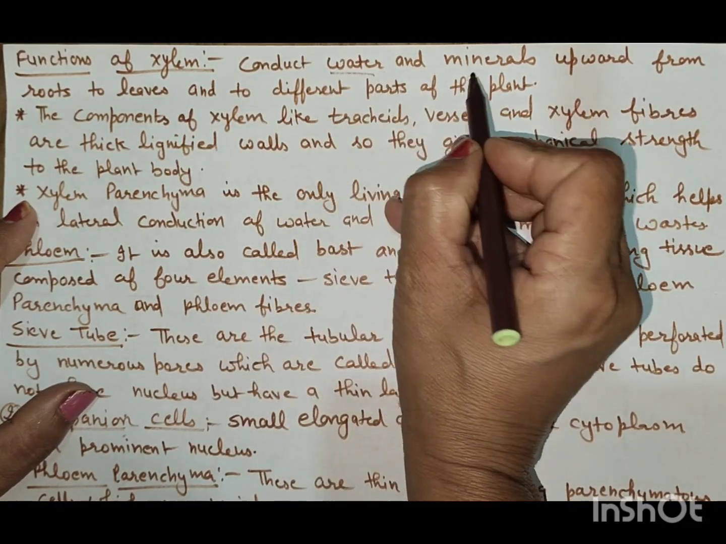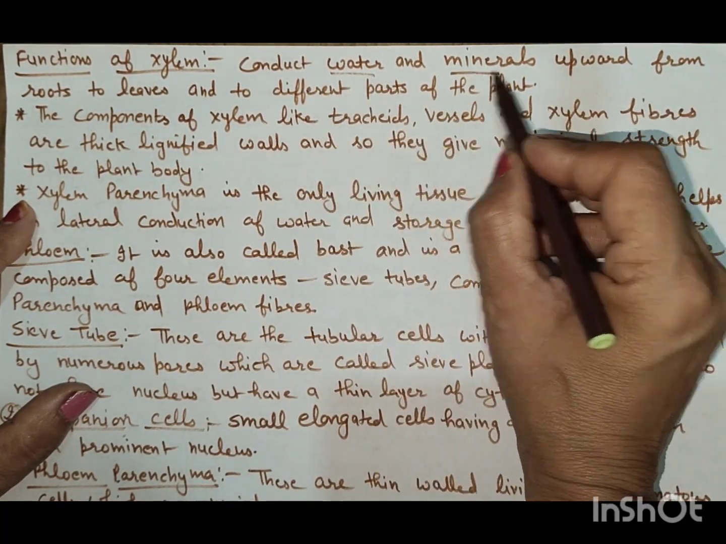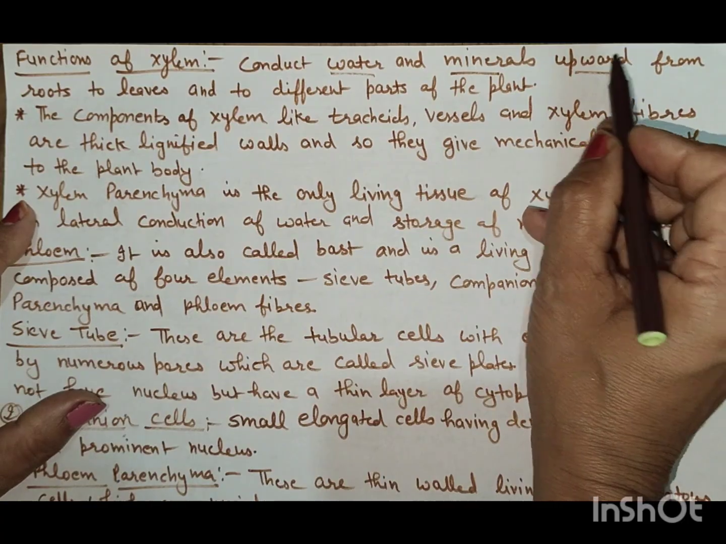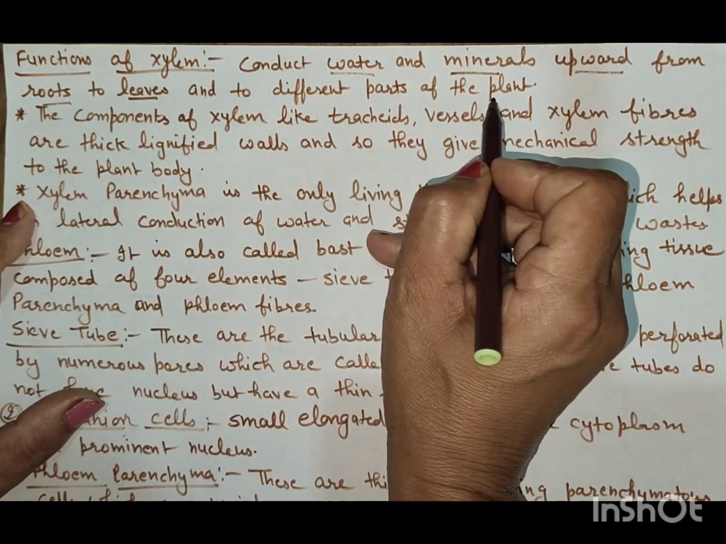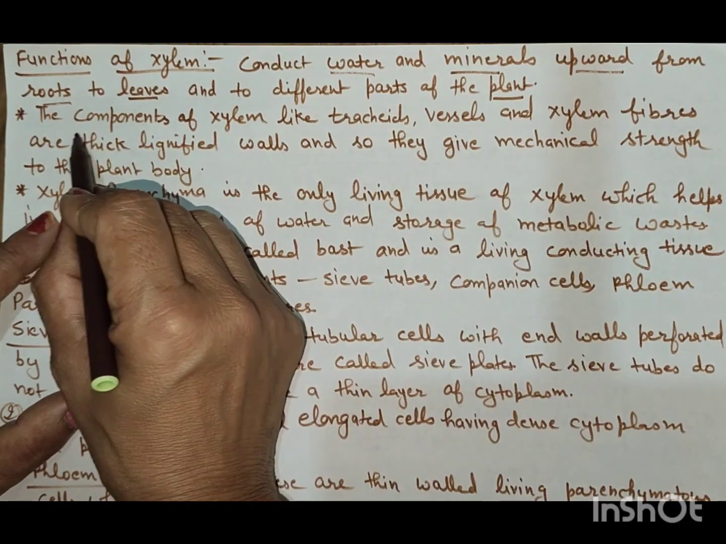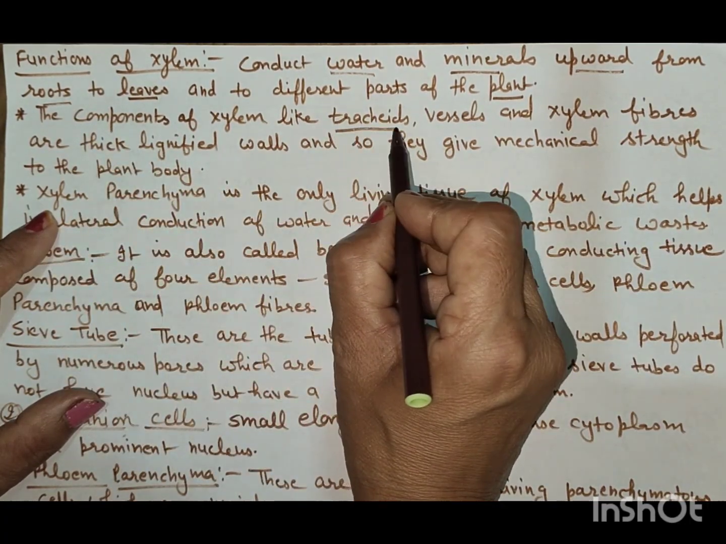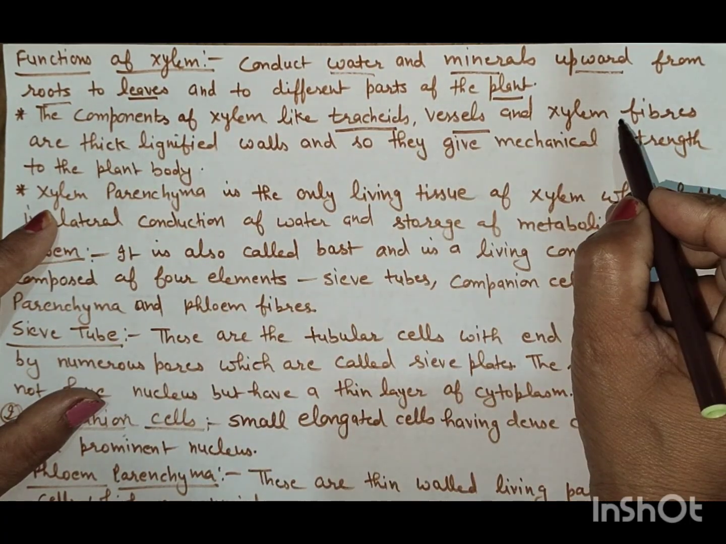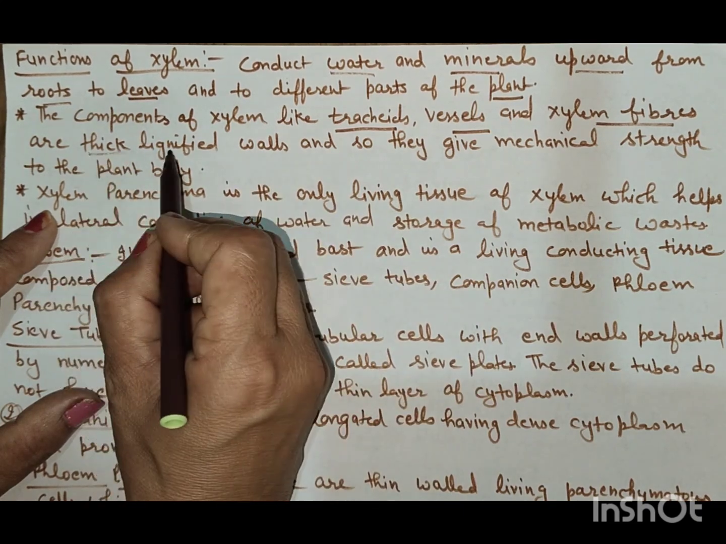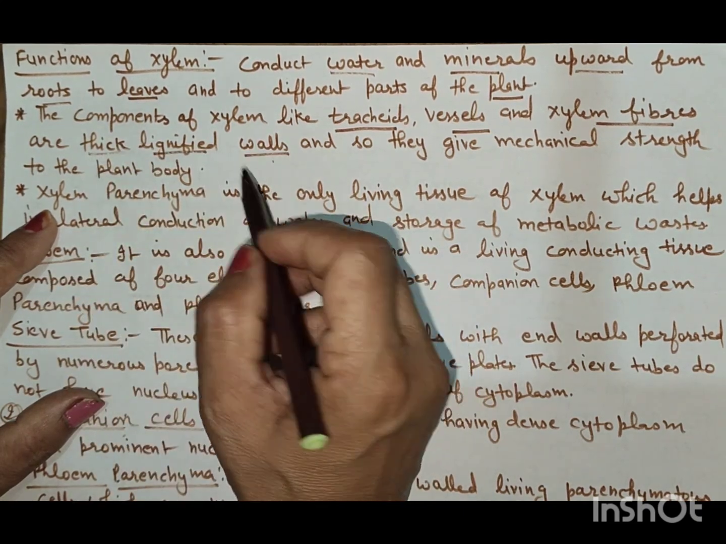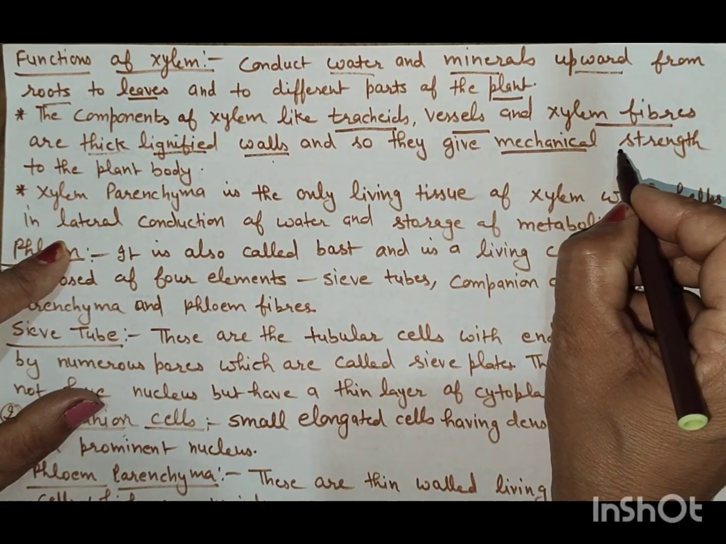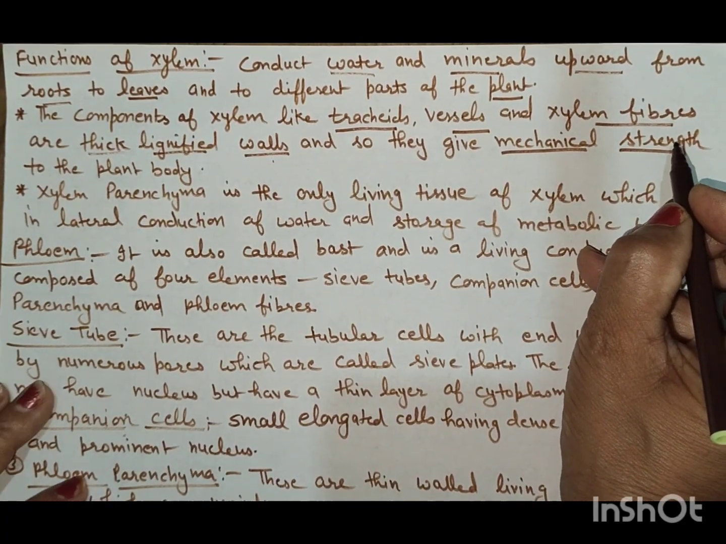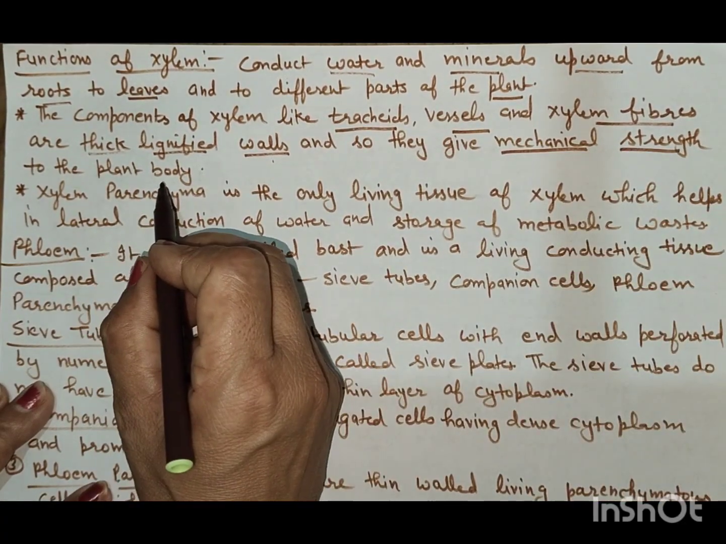Function of the xylem. Xylem conducts water and minerals upward from the roots to the leaves and to the different parts of the plant. The components of xylem, like tracheids, vessels and xylem fibers, have thick lignified walls, and so they give mechanical support or strength to the plant body.